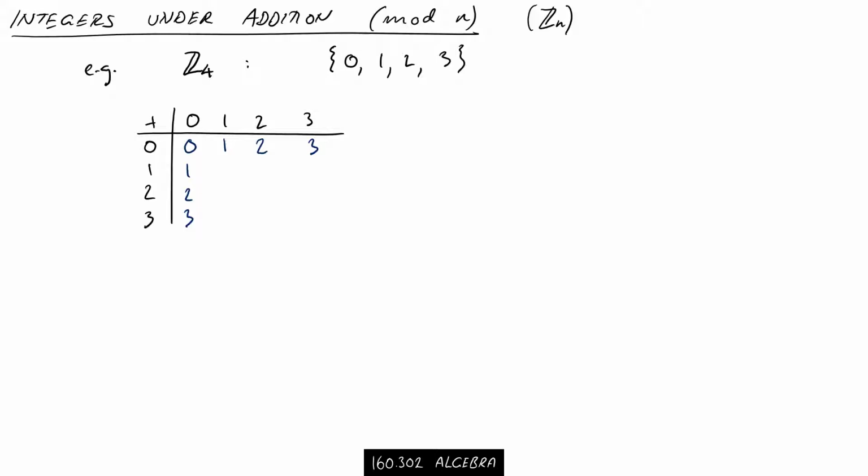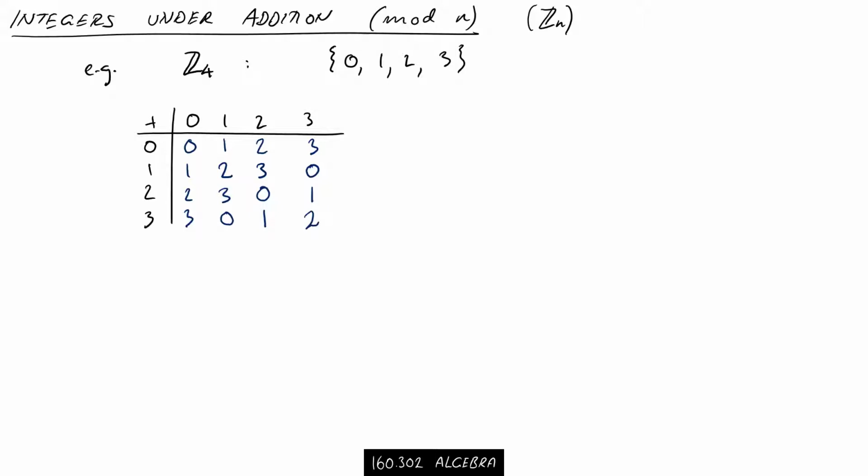Now we add 1. 1 plus 1 is 2. 1 plus 2 is 3. 1 plus 3 is 4. And then I subtract 4 off to get us back into this range from 0 to 3. And so that's 0. This is modular arithmetic, or clock arithmetic if you like. 2 plus 1 is 3. 2 plus 2 is 4, which is 0. 2 plus 3 is 5, which is 1. 3 plus 1 is 4, which is 0. 3 plus 2 is 5, which is 1. 3 plus 3 is 6, which is 2.